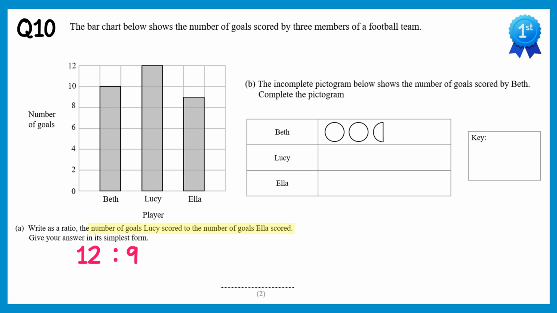But we need to give this in simplest form since it asks that in the question, so we can divide both of these by 3. 12 divided by 3 gives you 4, and 9 divided by 3 gives you 3. So the fully simplified one is 4 to 3.